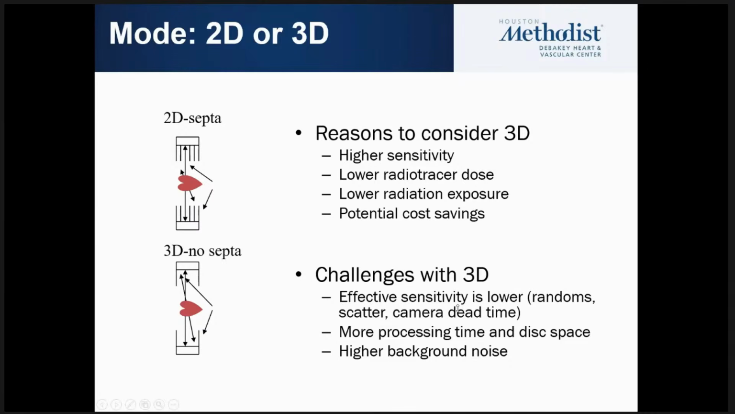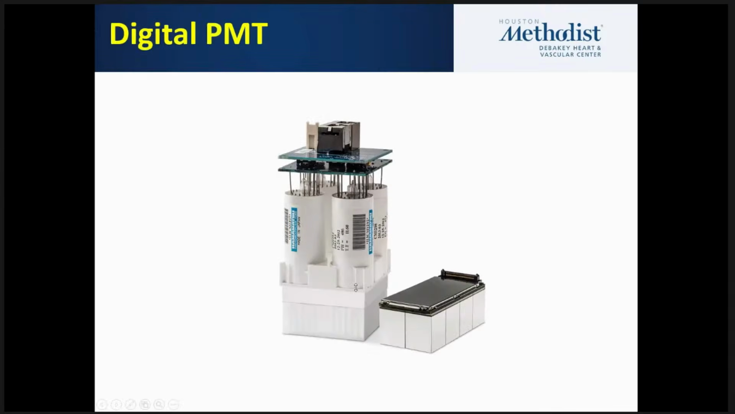So again, I mentioned this is what each unit will look like. Now in the newer systems, everything is digital. The photomultiplier tube will be digital, so it's not going to be that big, but it is way more sensitive. And now we have gone even much lower in dose with the digital system.